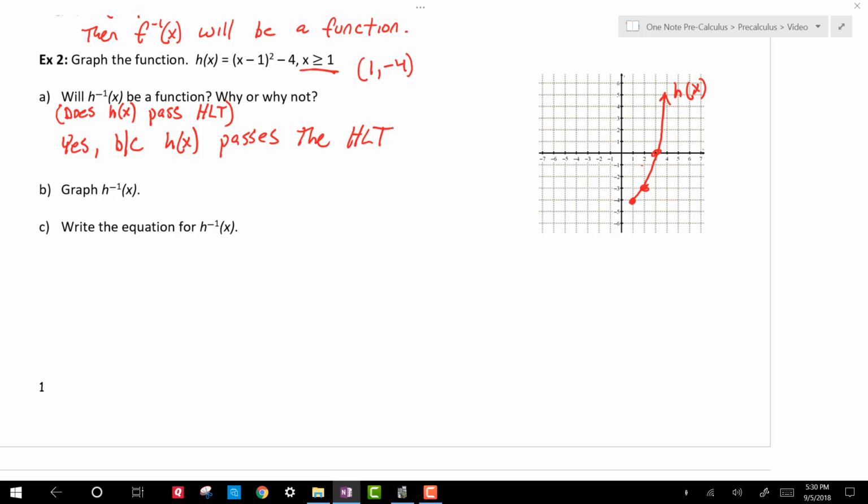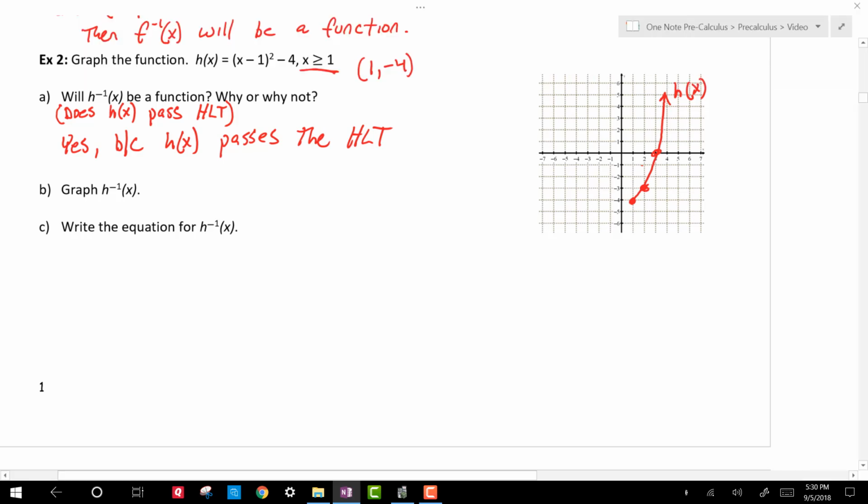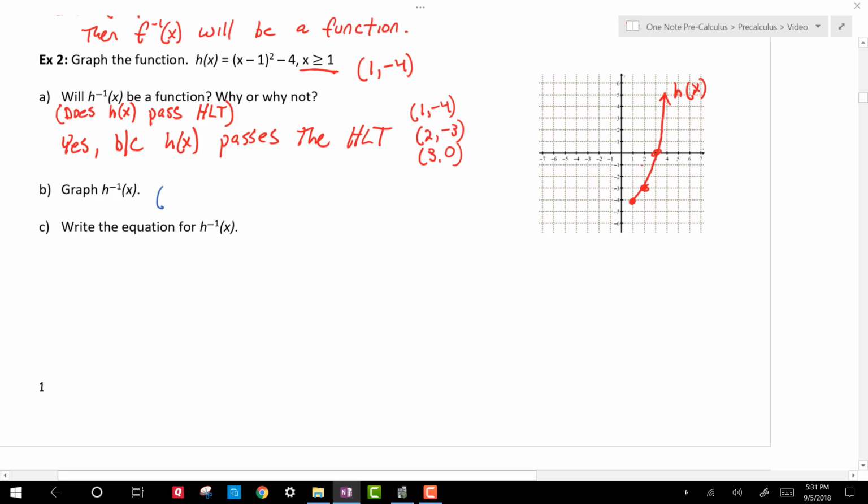Now, we're going to prove it in part B because it says to actually graph the inverse. So to graph the inverse, I need some points off my graph here. So I'm going to list those three key points. My vertex was at 1, -4. I also had the point 2, -3, and I had the point 3, 0. So to graph the inverse, I'm going to go ahead and switch those around. So I should be graphing -4, 1. I should be graphing -3, 2, and 0, 3.